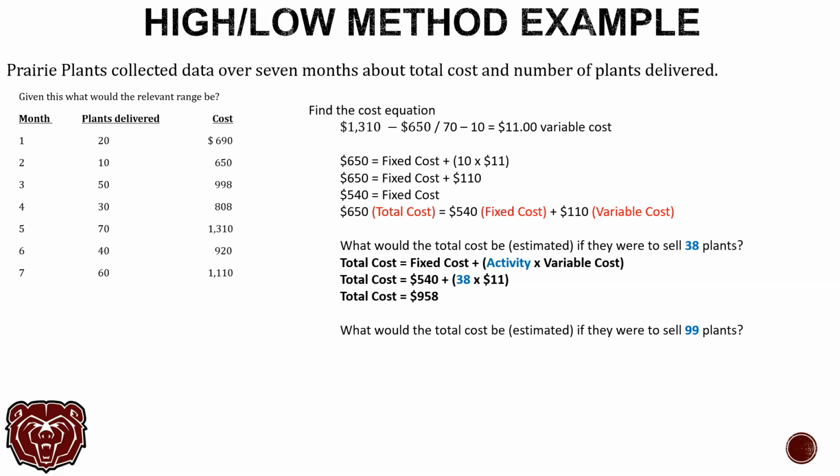Now, what would the total cost be if they were to sell 99 plants? It's kind of a trick question though, right? The answer is that 99 units is outside of our relevant range, so it would not be a valid estimate. It's not a level of production or a level of sales that we've met in the last 7 months, so we can't really say that it's relevant. Our relevant range, once again, is 10 to 70 units. 99 is outside of that relevant range, so it's not valid.